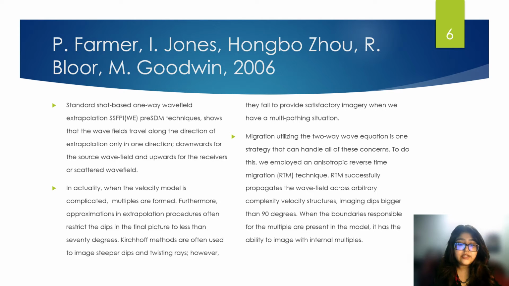So Kirchhoff methods are often used to image steeper dips and twisting rays. However, they fail to provide satisfactory imagery when we have a multi-pathing situation. So migration utilizing the two-way wave equation is one of the strategies that can handle all of these concerns. To do this, they have employed an anisotropic reverse time migration technique. So RTM successfully propagates the wave field across arbitrary complexity velocity structures, imaging dips bigger than 90 degrees. When the boundaries responsible for the multiples are present in the model, it has the ability to image with internal multiples.